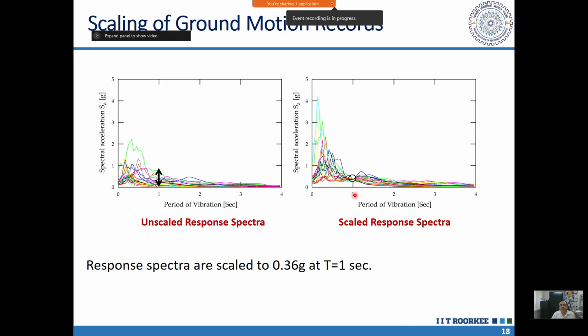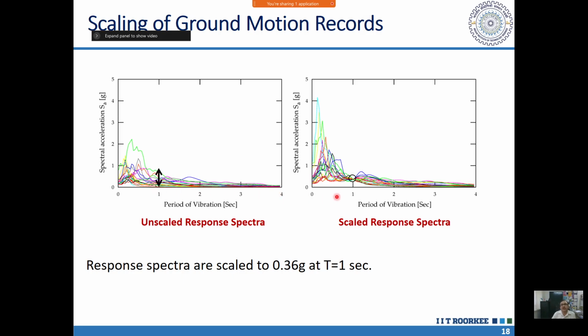So consider this example where 30 time histories have been taken, and response spectra of the individual time histories have been plotted. Let us say the fundamental period of my structure is 1 second. We can see here the original time histories have a lot of variation. The spectral acceleration is varying a lot.